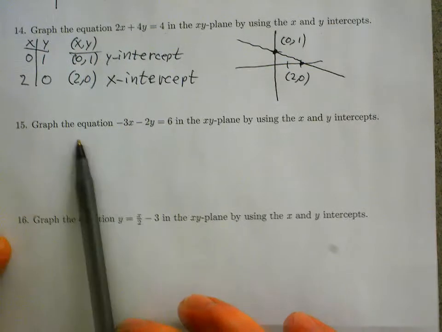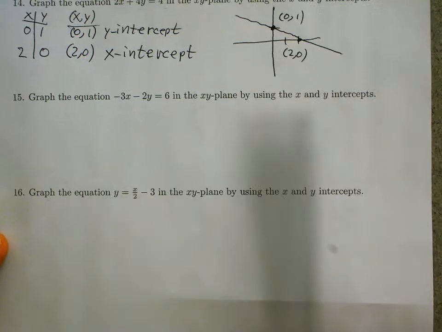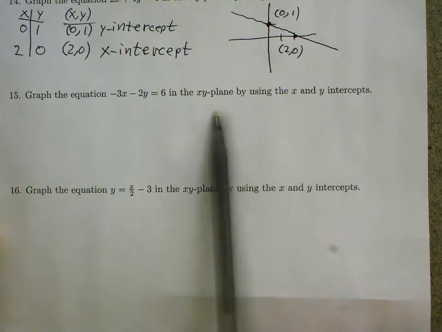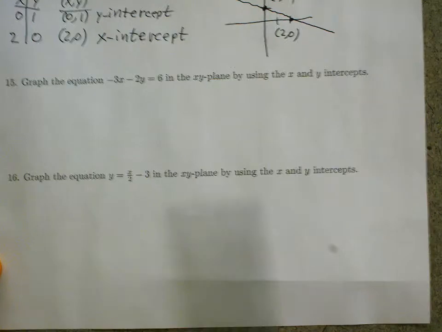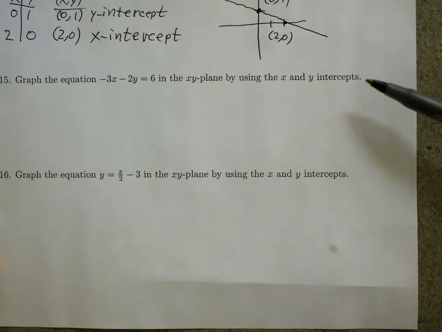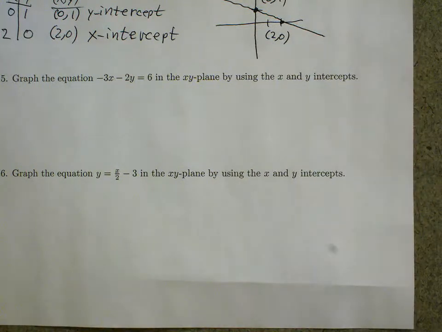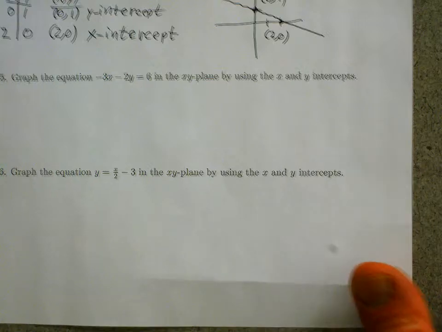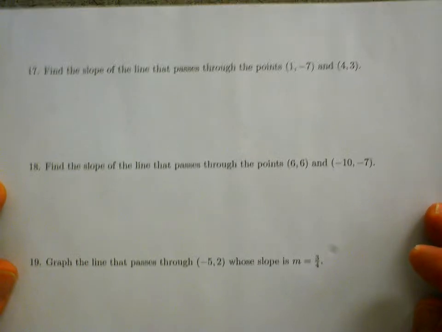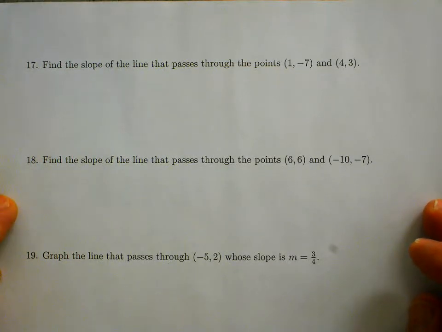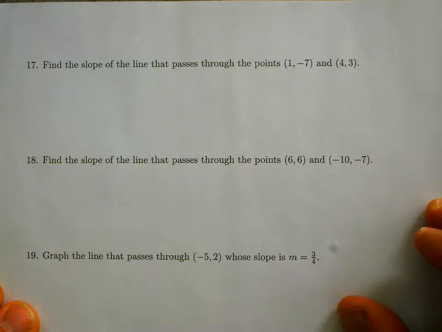The next 2 equations are the same sort of equation. And so for now, let's bypass 15 and 16, and we can come back to those later if time permits tomorrow. But let's try number 17. This one says, find the slope of the line that passes through the points (1, -7) and (4, 3).